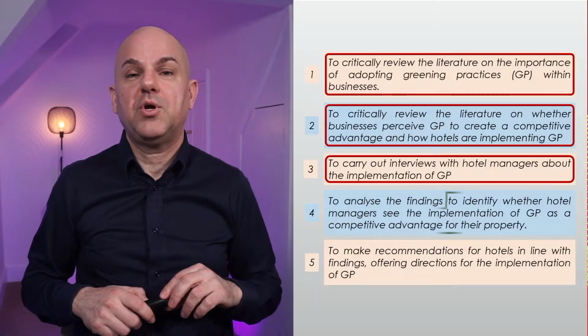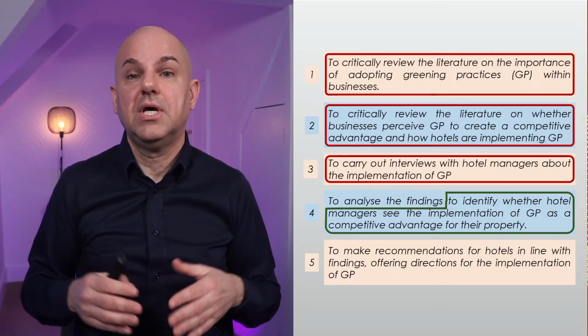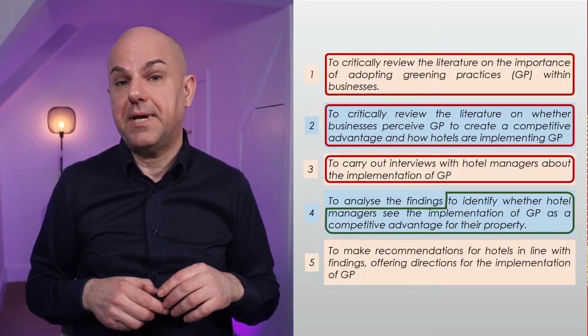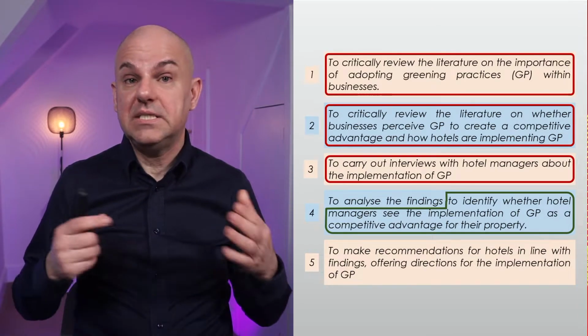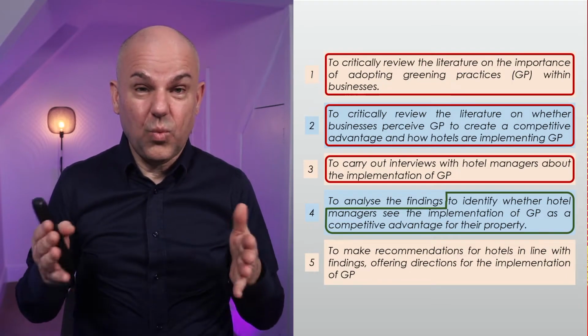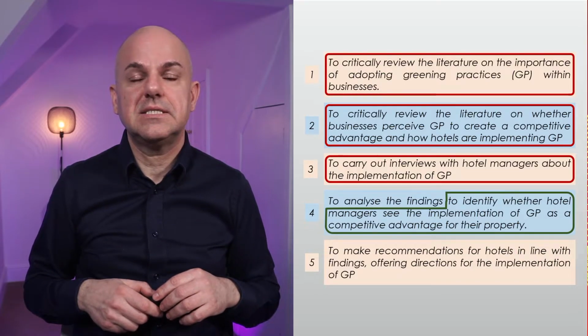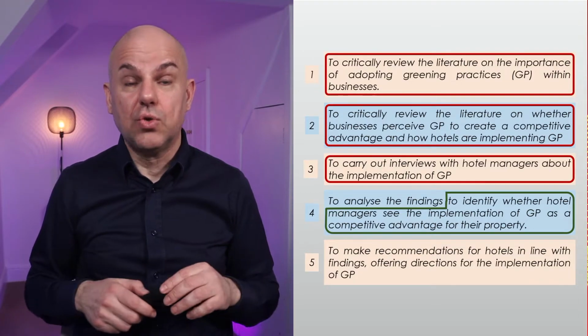Objective number 4 can actually be divided in 2 parts, because we have one part which is about to identify whether hotel managers see the implementation of greening practices as a competitive advantage for their property. And in this instance, this is really what research was trying to do. It's to examine the extent to which a group of people saw doing something, in this instance implementing greening practices, as a source of competitive advantage. And therefore, this is a real objective. It was the question that initially drove the interest of the student in wanting to research the topic.